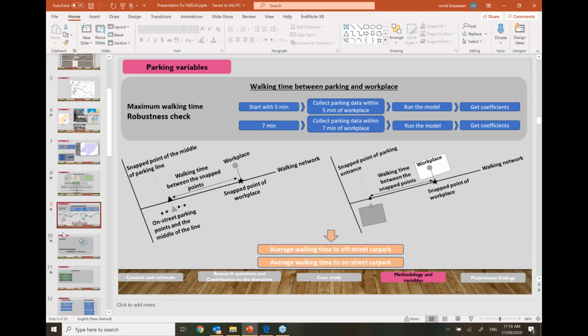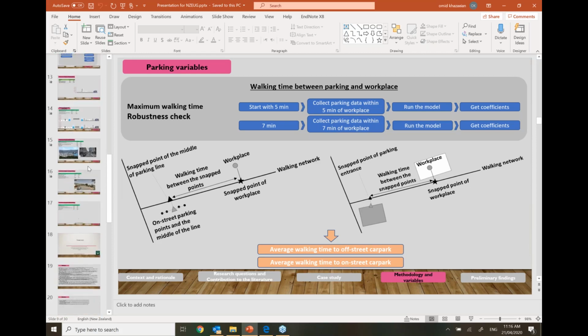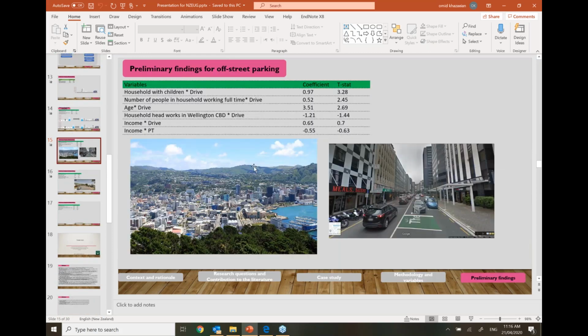Well, one of the surprises that I mentioned is the impact of income on parking, as you can see from this slide, because traditionally it's believed that income has a significant impact on the choice of driving. But this is one of the interesting findings in this research: parking has a more significant impact on driving compared to income.